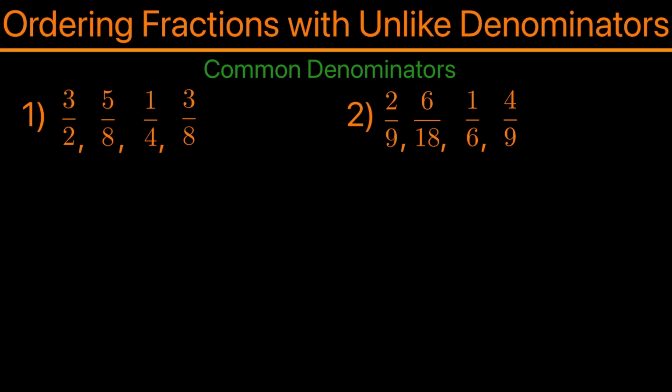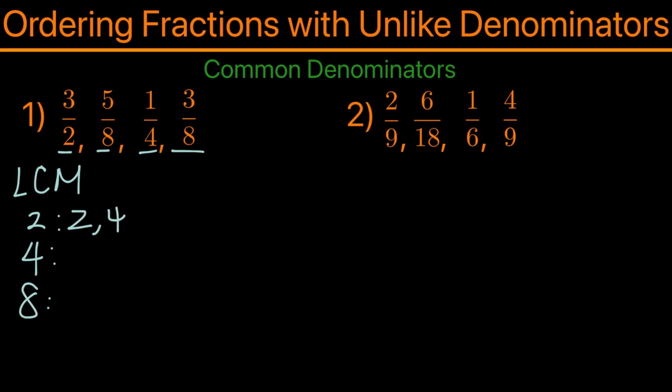For the first example, we can see there's different denominators, and we need to find the least common multiple. So what we're going to do is put 2, and then we have 4, and then we have 8. And then we're going to list out the multiples. So 2 times 1 is 2, 2 times 2 is 4, 2 times 3, 6, 2 times 4 is 8, 2 times 5 is 10.